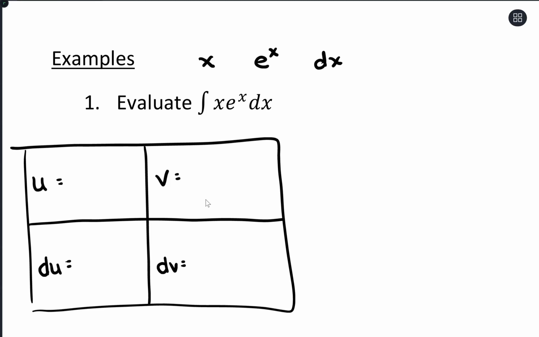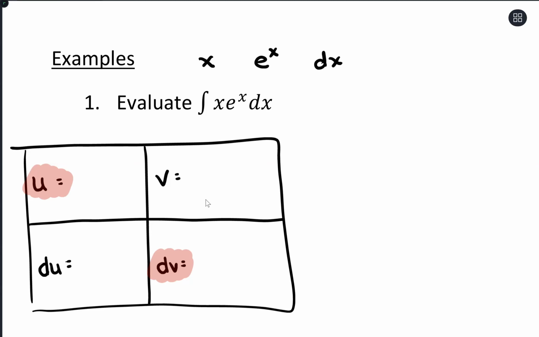When we're making our table, what we're going to fill in using those pieces is u and dv. Actually, I might even start with dv here, because now that we've been working a lot with antiderivatives, we have an idea of what's easy to take the antiderivative of. Typically we get a little more stuck with antiderivatives than derivatives.